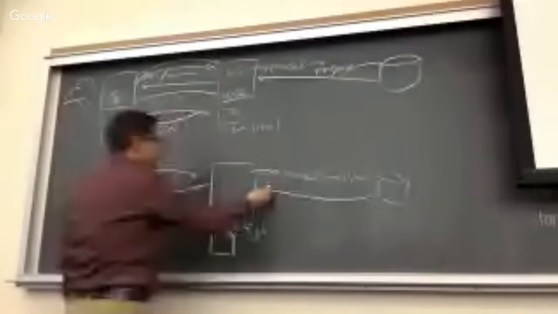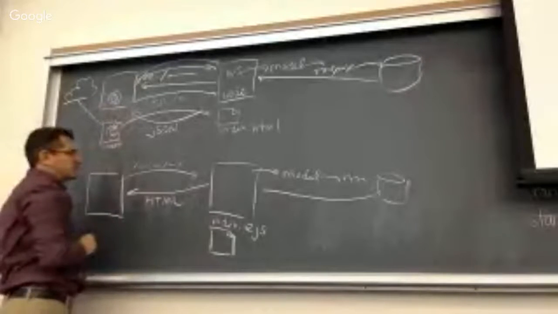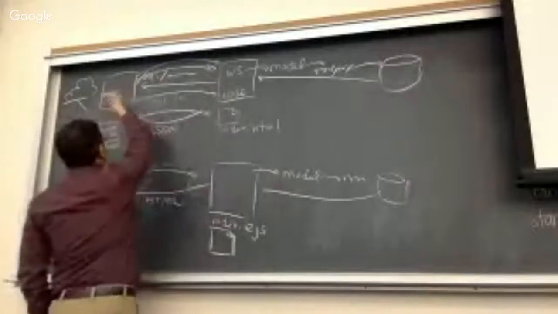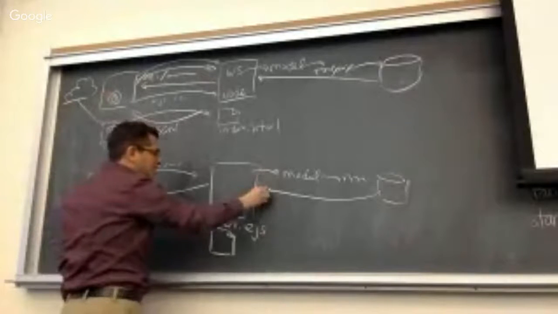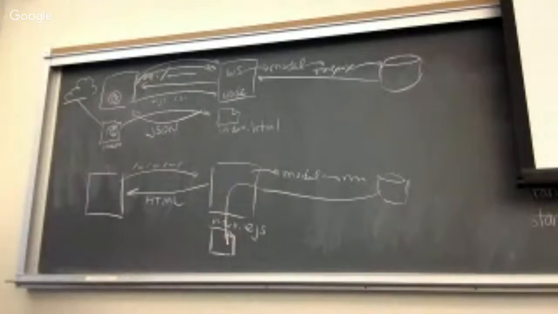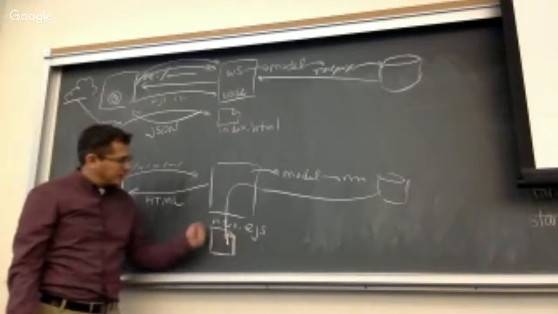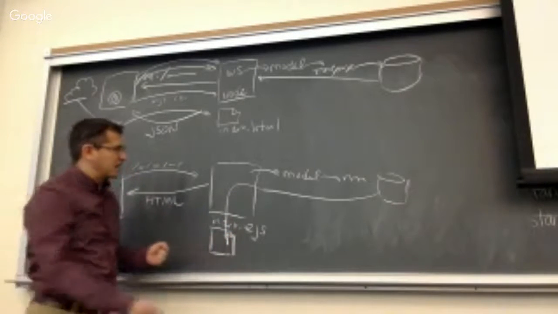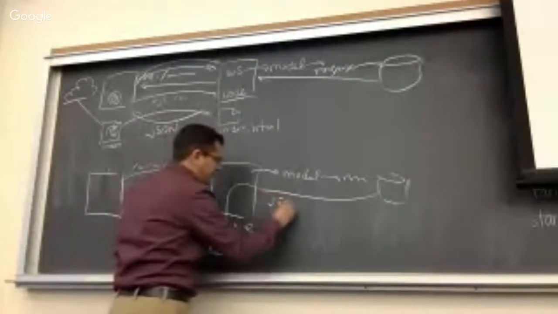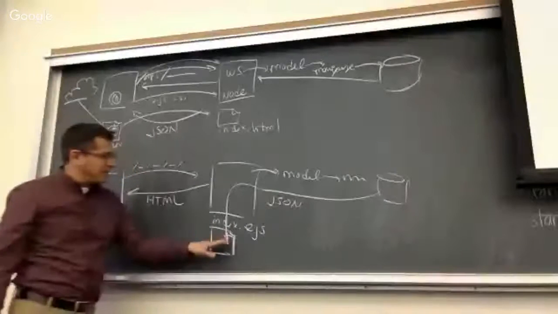But the data, instead of sending it as JSON like we did over here in single-page applications, for rendering at the client, instead we're going to send it to EJS. I'm going to send it to the EJS page, right? The EJS page is going to take this JSON, because when we query the database, what comes back is JSON.